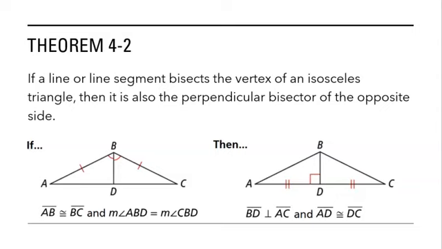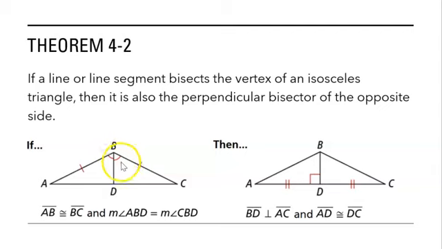It says, if a line or line segment bisects the vertex of an isosceles triangle, so that means that this side of the angle is equal to this side of the angle, and I know this big outer triangle is isosceles because AB is congruent to BC. So if all of that is true, then I know that BD is also the perpendicular bisector of that opposite side. So BD is going to be perpendicular to AC, and it's also going to make AD congruent to DC.